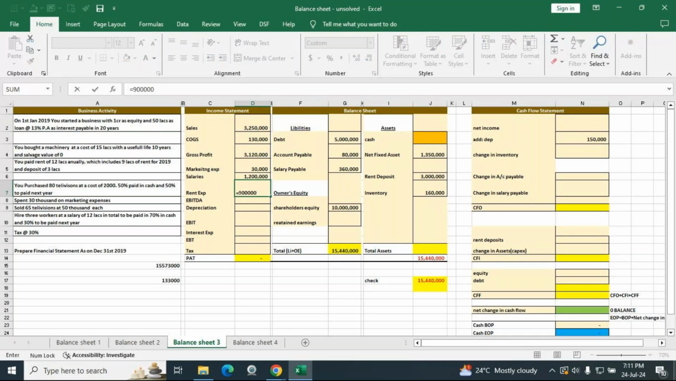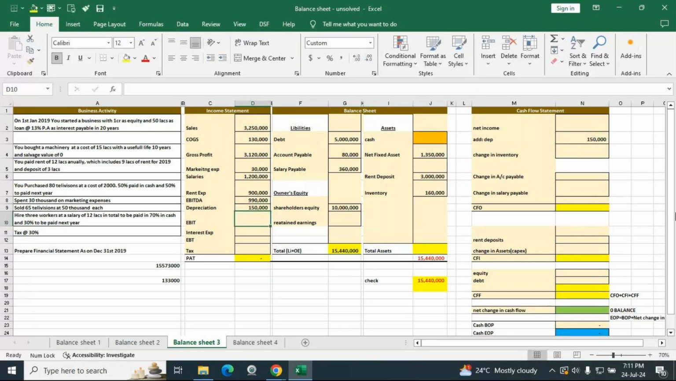So 9 lakh rupees. So here EBITDA, that is earnings before interest, tax, depreciation and amortization. I'll take it equals gross profit minus sum of these expenses. Okay, so that will be 9 lakh 90,000. So depreciation, how much is it? 1 lakh 50,000. So I'm going to take this depreciation amount.